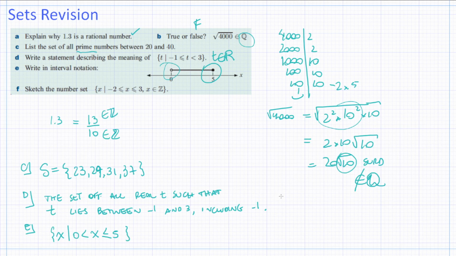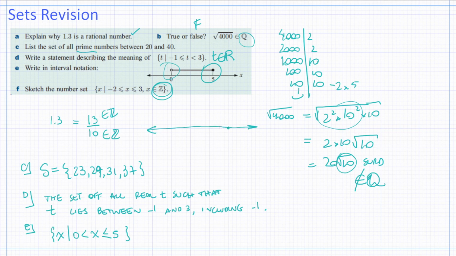Now, the last one. The last one is sketch this number set. So we've got x such that x lies between -2 and 3, and x is an integer. So the difference to the number line that we had before is that now this number line is not going to be filled in completely. Since we're only working with integer numbers, we'll skip what's in between. We only have whole numbers.